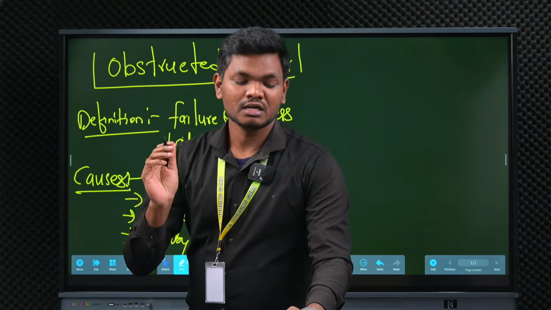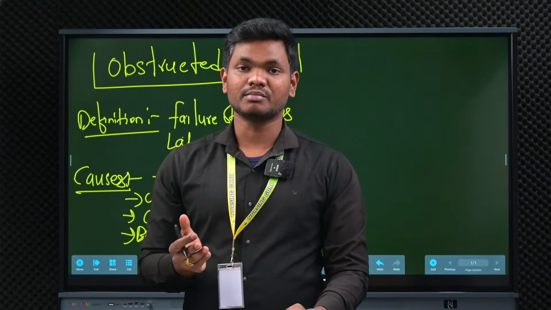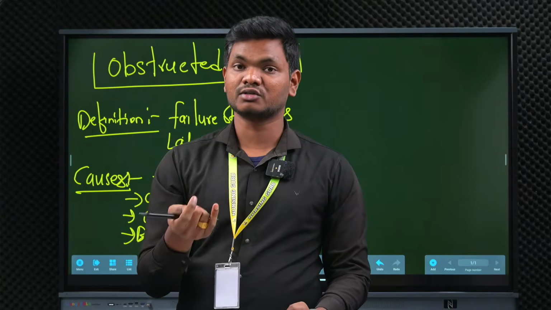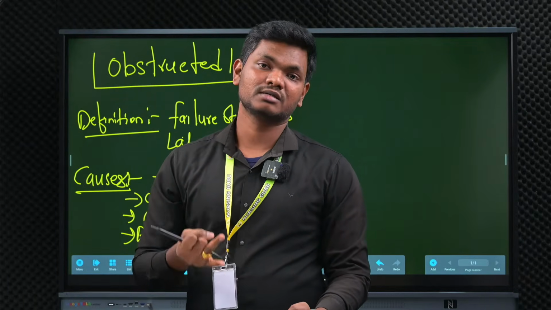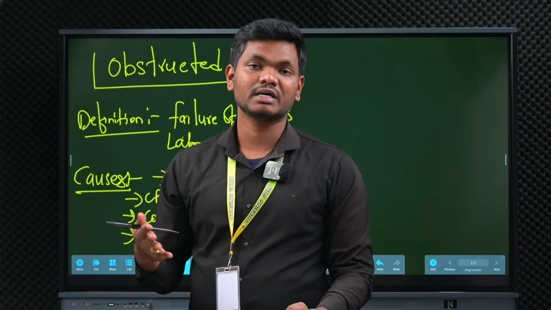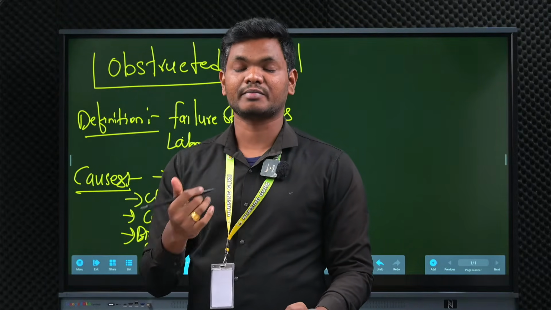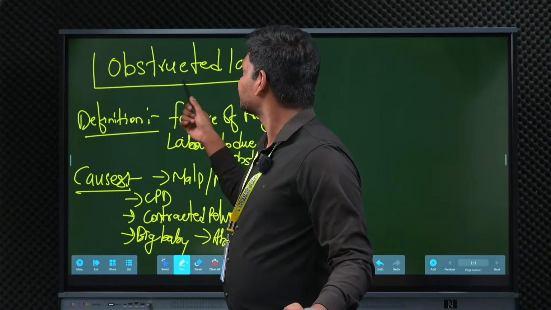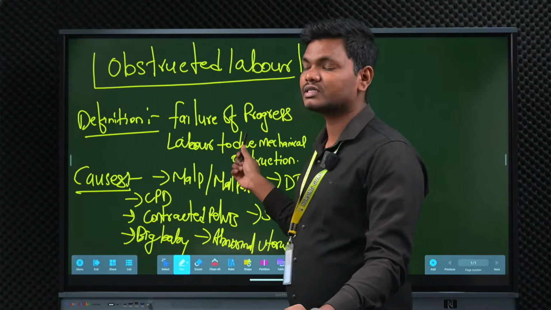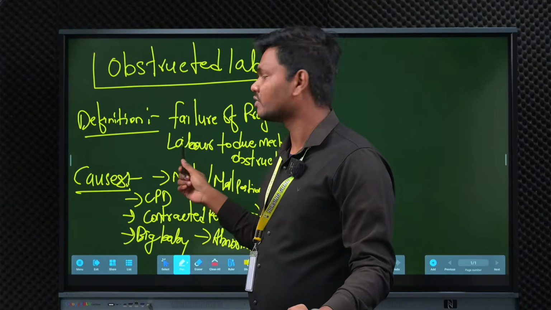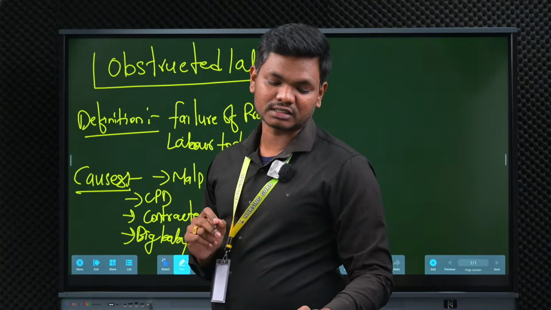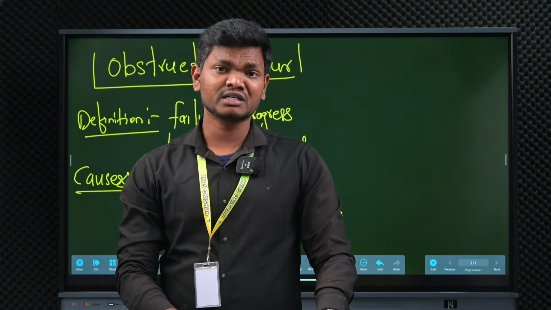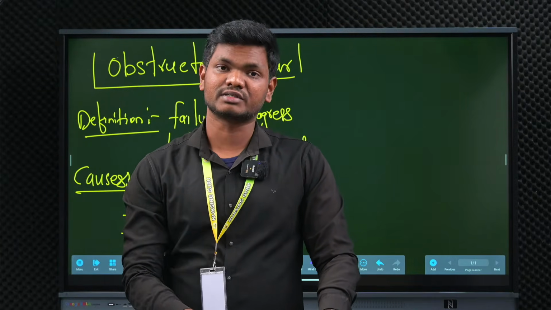Okay, we can say the passage of the fetus is through the birth canal. That means the 4 Ps: passage, passenger, pathway. So when the pathway becomes narrow and the baby, the passenger, cannot come out, that is known as obstructed labor. So obstructed labor means failure of progress of labor due to mechanical obstruction of the passage of the fetus through the birth canal. So that is the definition of obstructed labor.